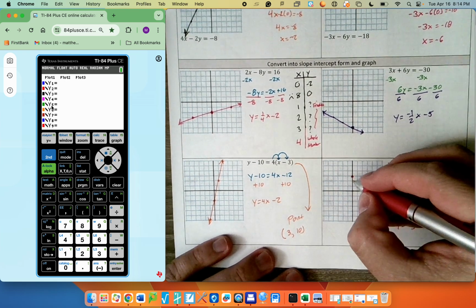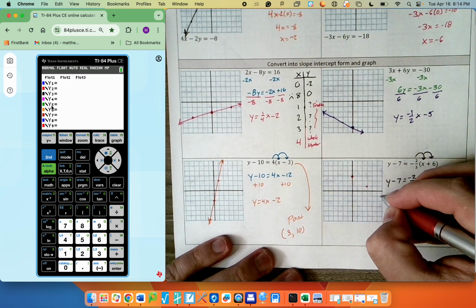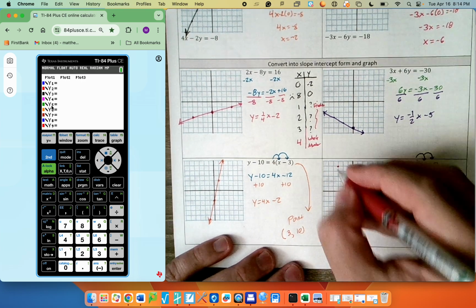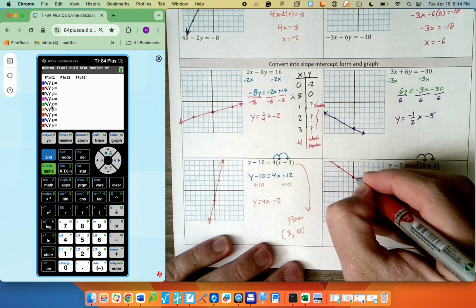So we start up there, down 2, right 3, down 2, right 3, up 2, left 3. And there is our last line.